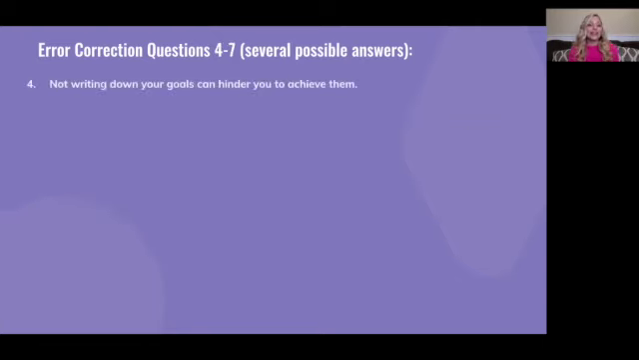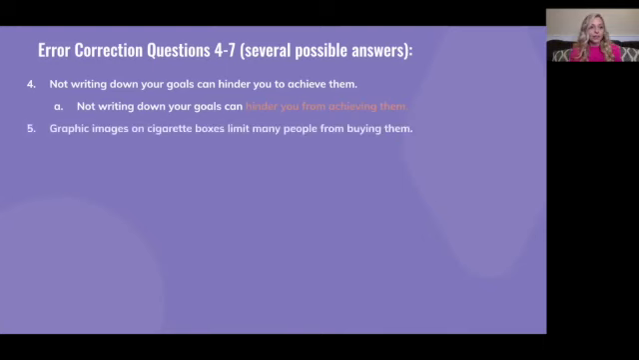Number 4, not writing down your goals can hinder you to achieve them. Can you hinder someone to do something? No. Hinder you from achieving them. So again, that kind of keeps someone from doing something, construction. Number 5, graphic images on cigarette boxes limit many people from buying them.